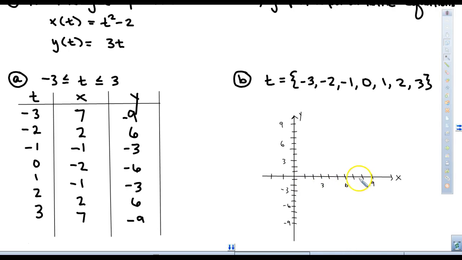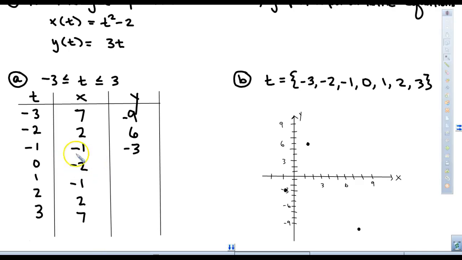So I'm going to plot 7, -9, and then 2, 6, and -1, -3, and -2, -6. That does not look right, does it? Hold on. So I just decided to back up and start this over again, because as soon as I started to plot a point way over here, I was like, something's not right. And I realized what I was doing. I'm kind of glad I made that mistake so that you could be careful of it too.